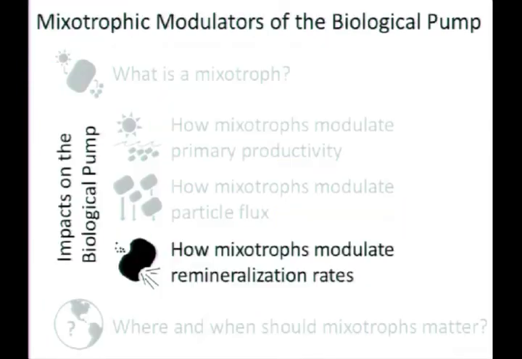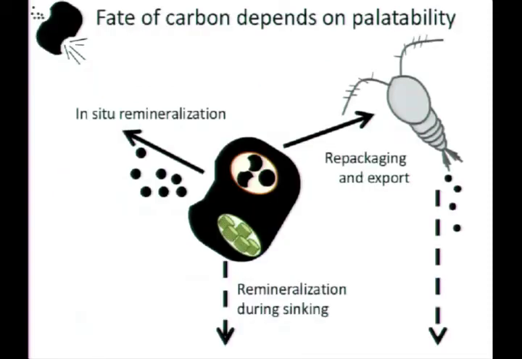So now let's think a little bit more about the fate of that carbon and what's happening in terms of its remineralization. So if we think about this mixotrophic cell, it's got its chloroplast and its digestive vacuole here. It's got carbon contained within it, and we might ask ourselves where this carbon is going to go. What pathways will it travel down?